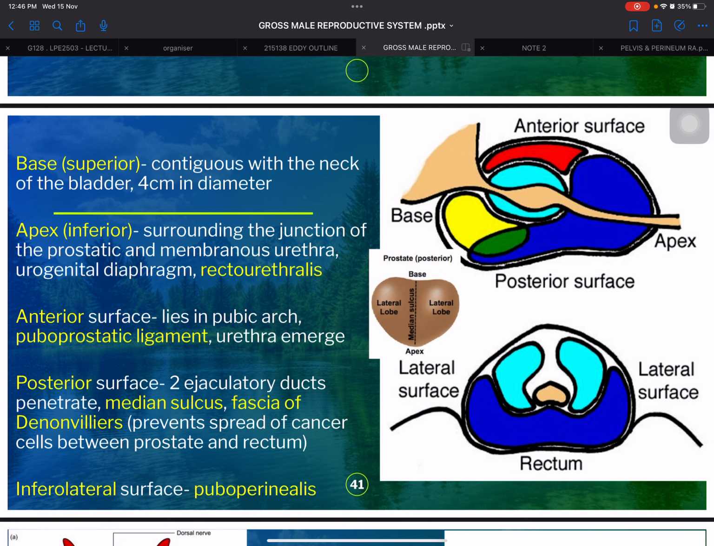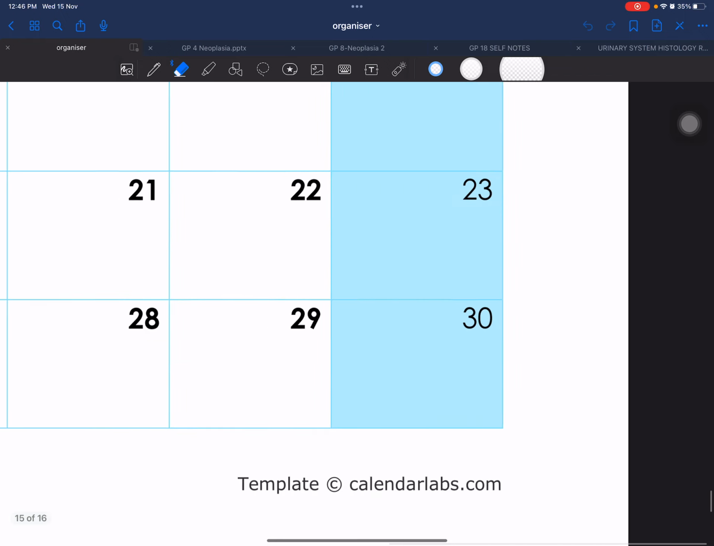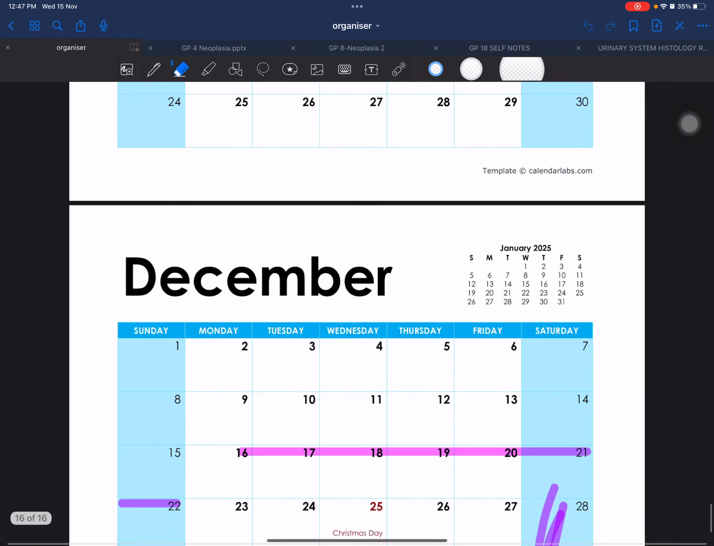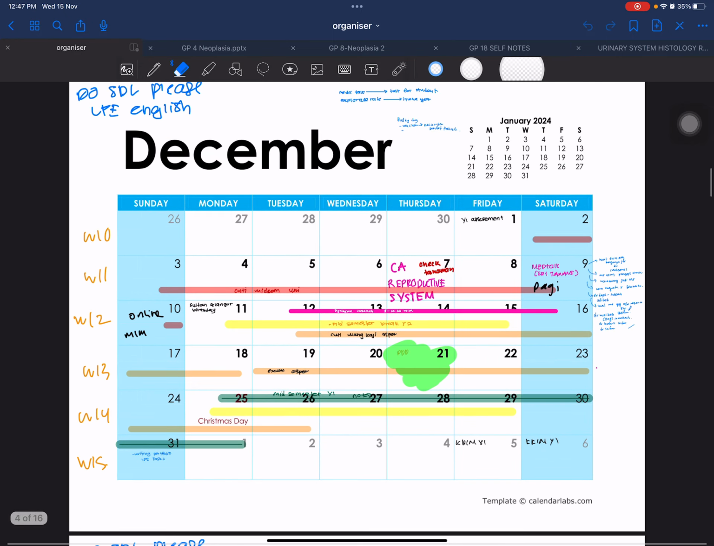surface. Base or superior, contiguous with the neck of the bladder, 4 cm in diameter. The apex surrounding the junction of the prostatic and membranous urethra, surrounding here, and then the urogenital diaphragm and rectouterine muscle. Anterior surface lies in the pubic arch, present of the puboprostatic ligament and where the urethra emerges.